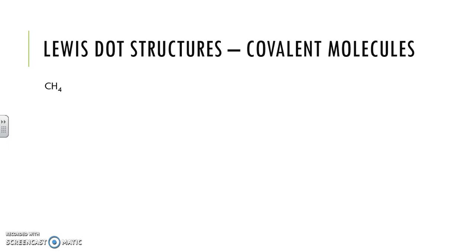So let's draw some Lewis dot structures for covalent molecules. So it would be molecules that only have covalent bonding on the inside of them. First thing that you're going to want to do is to draw out the element symbols for every element on the inside of your molecule and try and arrange them symmetrically.